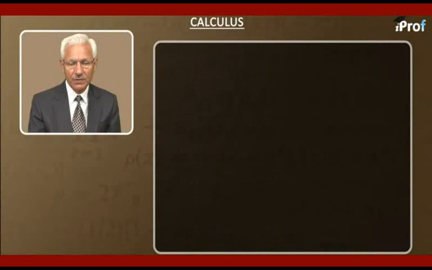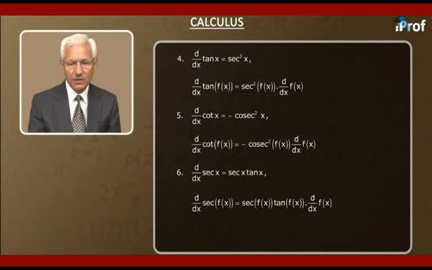Fourth, the derivative of tangent x is equal to secant square x. Therefore, derivative of tangent of f(x) becomes secant square of f(x) into d by dx of f(x). Fifth, the derivative of cot x becomes minus cosec square x. That is, d by dx of cot of f(x) becomes minus cosec square of f(x) into d by dx of f(x).